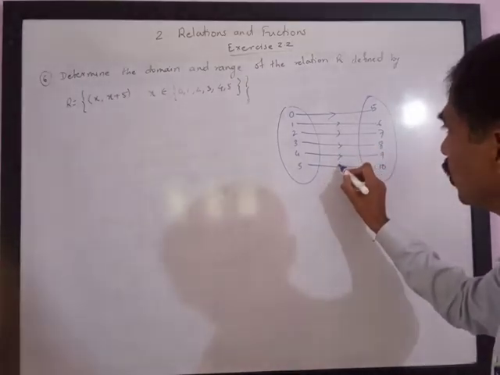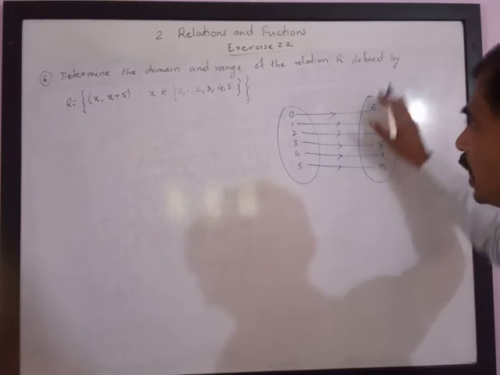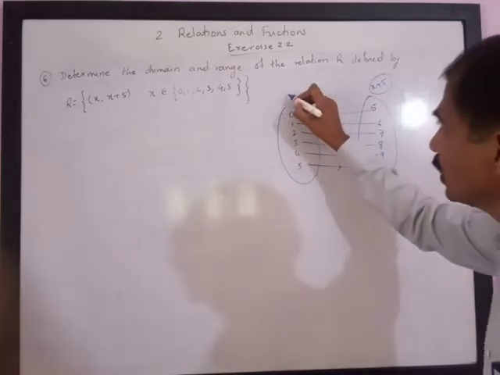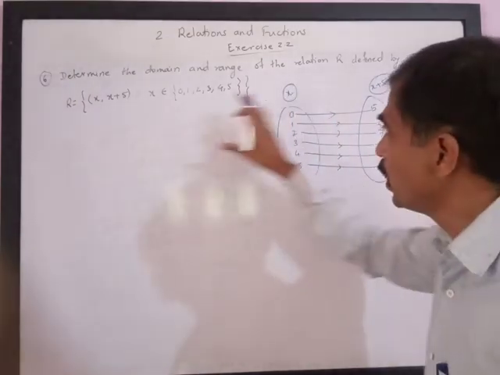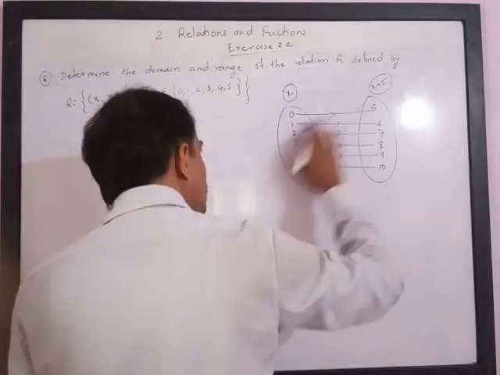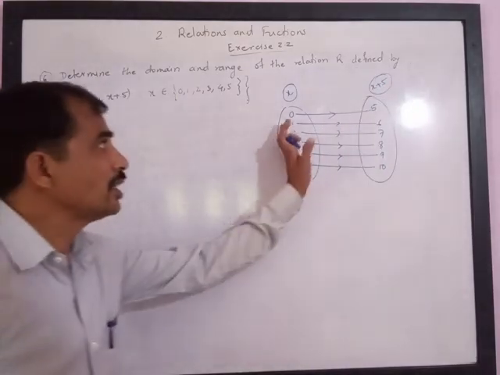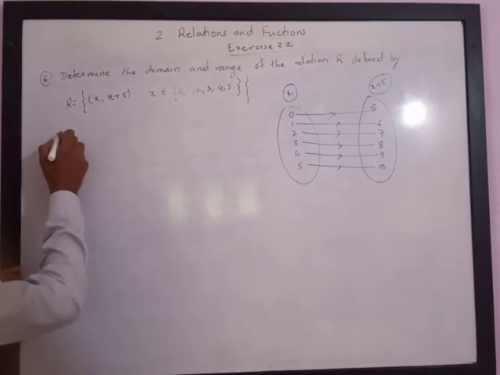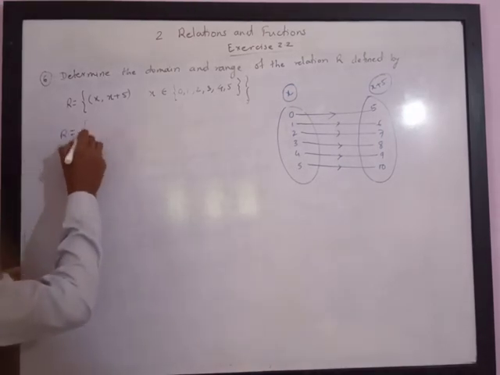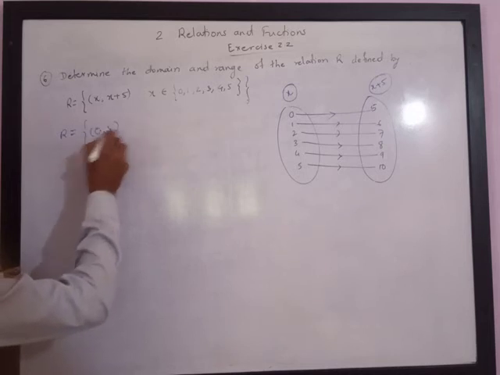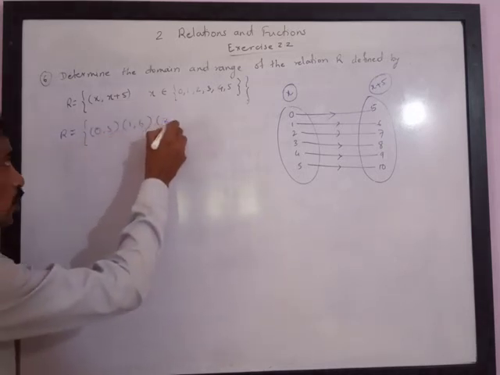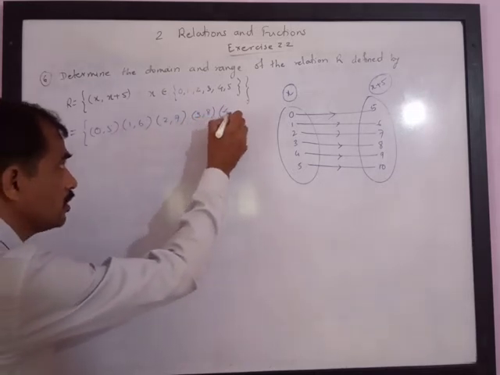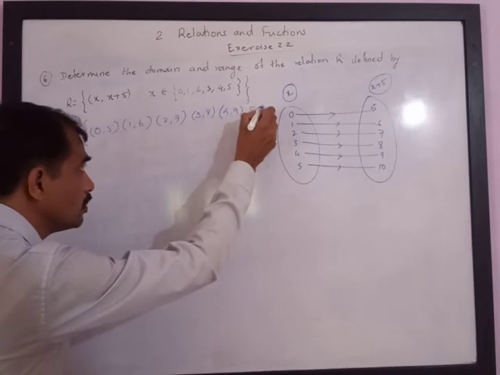So this is x plus 5. You can understand all the elements are x plus 5 and this is x. So R is a set of these elements having a relation with the other element in such a way that it is 5 more than the earlier one. So you can say R is a set of (0, 5), then (1, 6), (2, 7), (3, 8), (4, 9) and (5, 10).